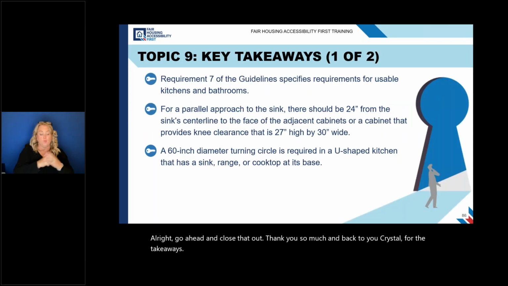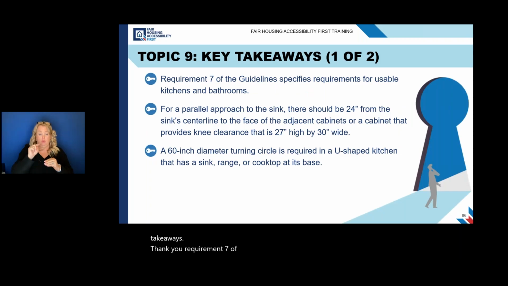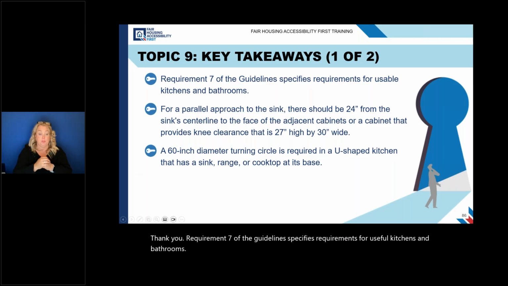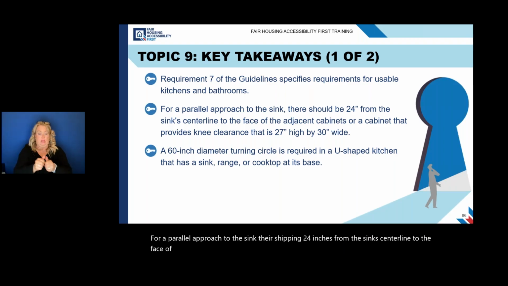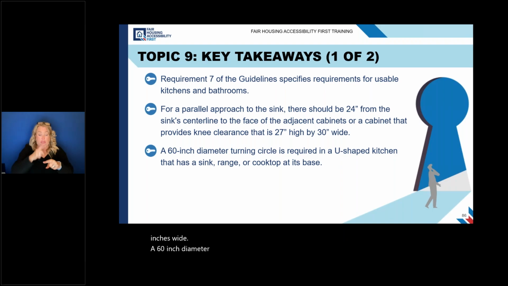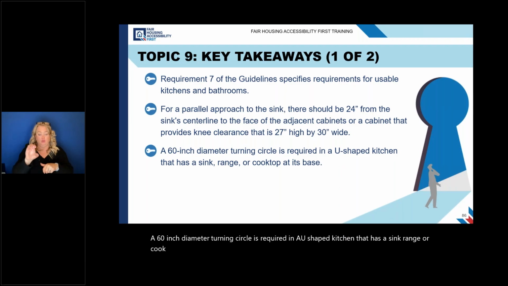Requirement 7 of the guidelines specifies requirements for usable kitchens and bathrooms. For a parallel approach to the sink, there should be 24 inches from the sink's center line to the face of the adjacent cabinets, or a cabinet that provides knee clearance that is 27 inches high by 30 inches wide. A 60-inch diameter turning circle is required in a U-shaped kitchen that has a sink, range, or cooktop at its base.